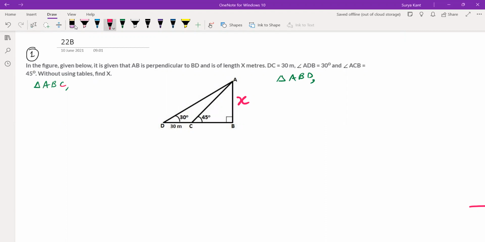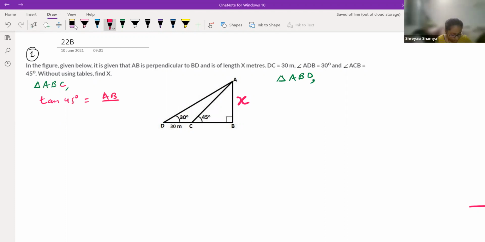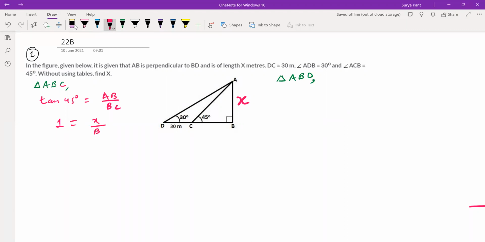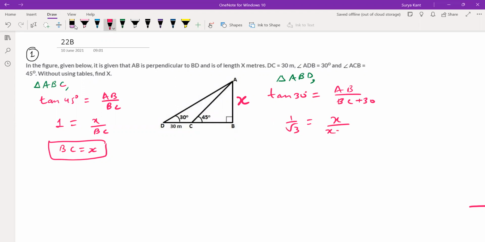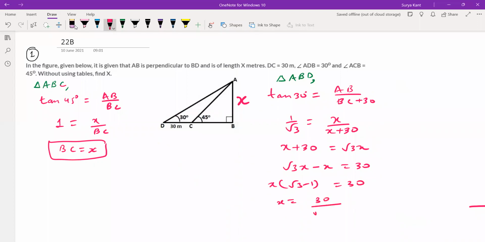So triangle ABC, you didn't get the answer. So let's solve right now. Okay, see, I'm solving now. Tan 45 is equal to AB by BC. So 1 is equal to x by BC. So BC is also x, right? Now for ABD, you can do tan 30. Tan 30 is equal to AB by BC plus 30. So tan 30 is 1 by root 3, equal to x by x plus 30. So x plus 30 is equal to root 3 x. Again, root 3 x minus x is equal to 30. So x common, you take x times root 3 minus 1 is equal to 30. x equals 30 divided by root 3 minus 1.